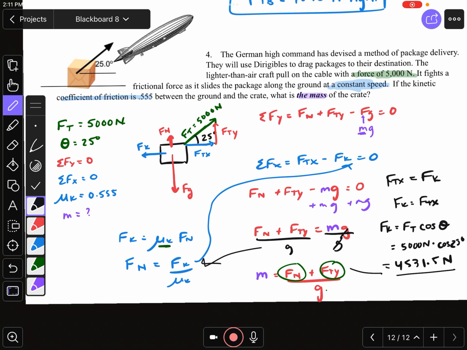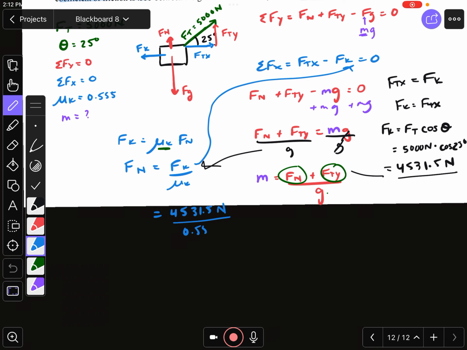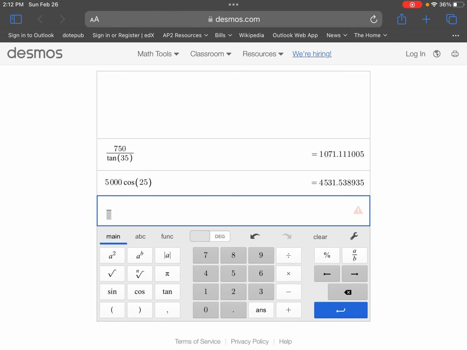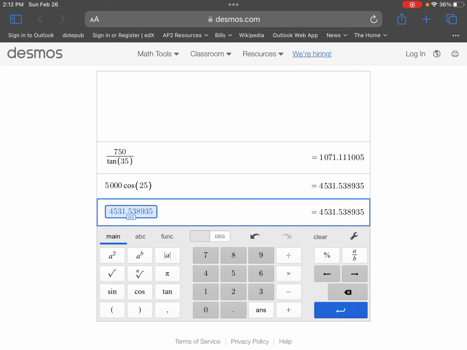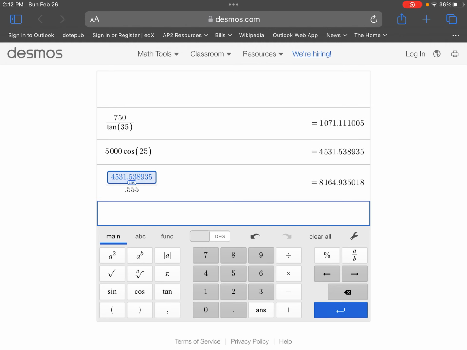Because I have Fk, now I can find Fn. Whew, this is a lot of work. So I'm going to go ahead and find Fn. Fn is 4531.5 newtons divided by 0.555. I know I didn't keep all of the digits, but my calculator did. So I'm just going to take my answer and divide it by 0.555. And that equals 8164.935.